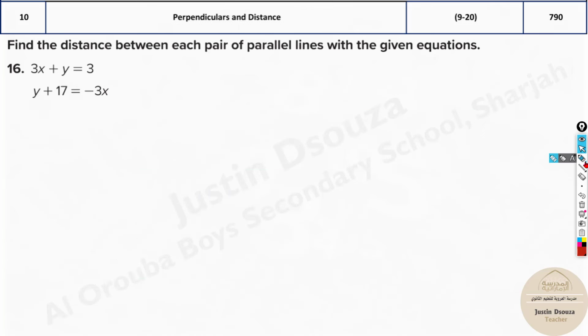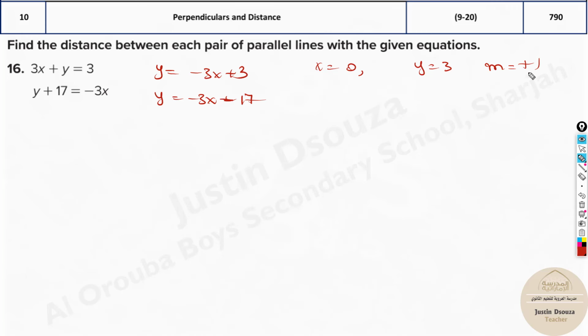This one also, please do solve it by yourselves, but I'll just rearrange both the equations and write them in slope-intercept form. It'll be y is equal to minus 3x plus 3. Over here it's going to be y is equal to minus 3x minus 17. And over here what happens? First equation, just assume x as 0 and y will be 3. What is the slope for the perpendicular line? It will be positive 1/3, that's the negative reciprocal of minus 3. And then the same steps you can solve it up.